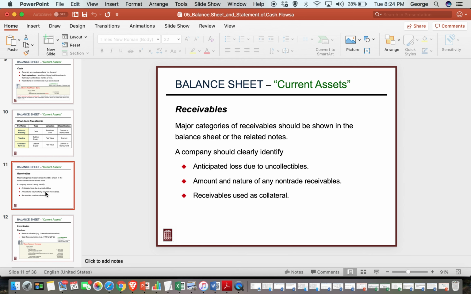So on the balance sheet, major categories of receivables should be shown. Companies should clearly identify any anticipated loss due to uncollectibles. So we have an allowance for uncollectible accounts, and we have bad debt expense. That basically shows us the amount that was lost due to uncollectibles.